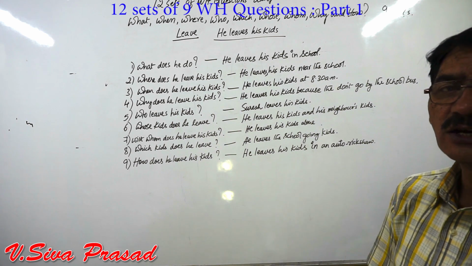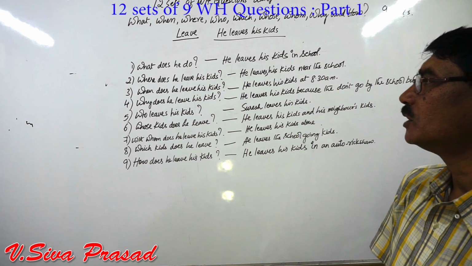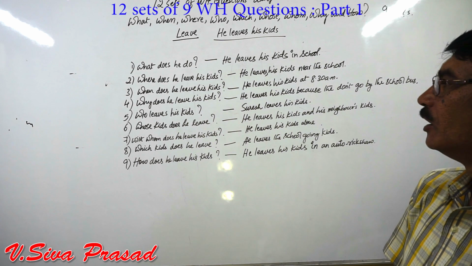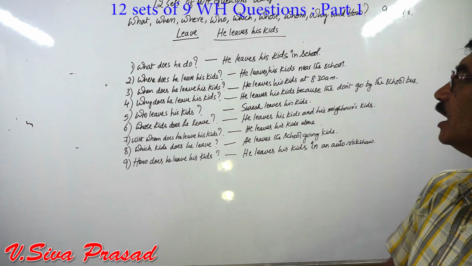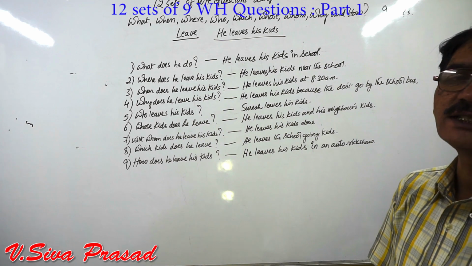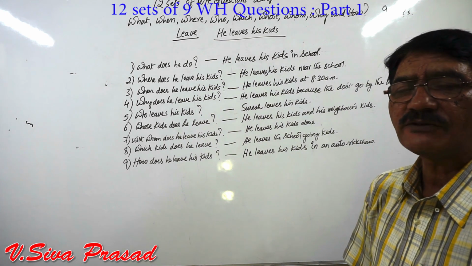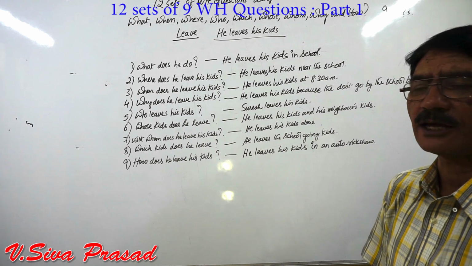Now we are going to the fifth set. What was he doing? He was leaving his kids in school. Where was he leaving his kids? He was leaving his kids near the school. When was he leaving his kids? He was leaving his kids at 8:30 a.m.